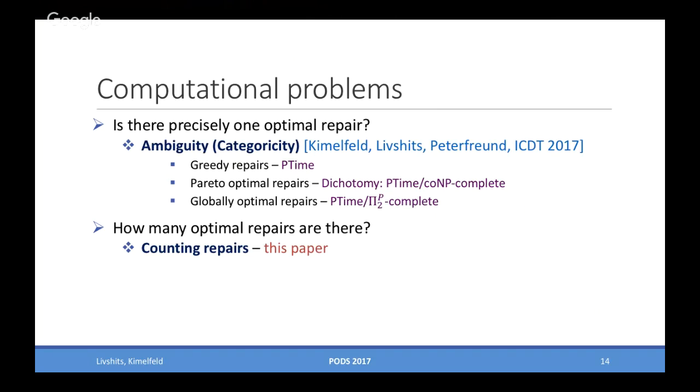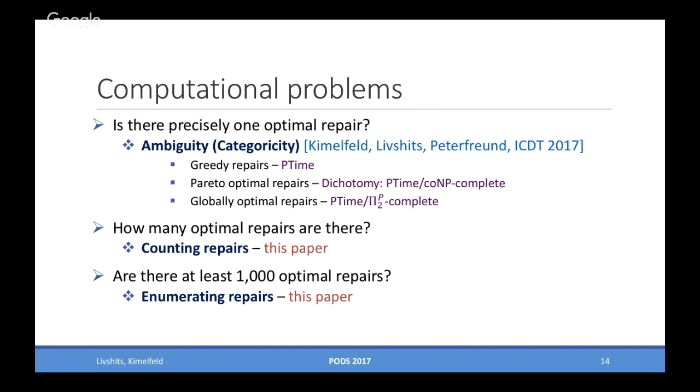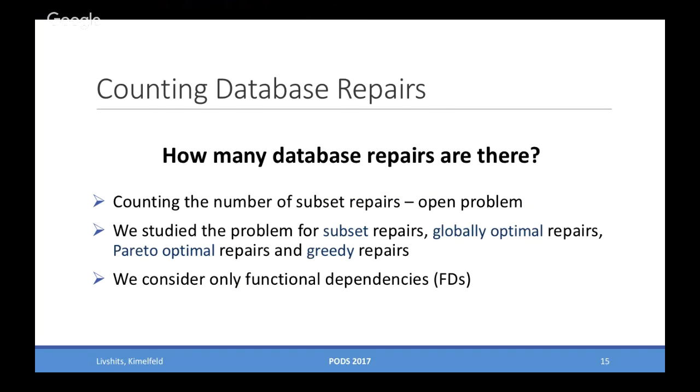But as I'll show you in a few minutes, counting is a hard problem in many cases. Even if counting is hard, it still doesn't mean that we cannot answer questions like: are there at least 1,000 optimal repairs, or 100, or any polynomial number of optimal repairs? If we had an algorithm for efficiently enumerating the repairs, generating them, then we could answer this question. So the problem of enumerating the repairs is the second problem that we study in this work.